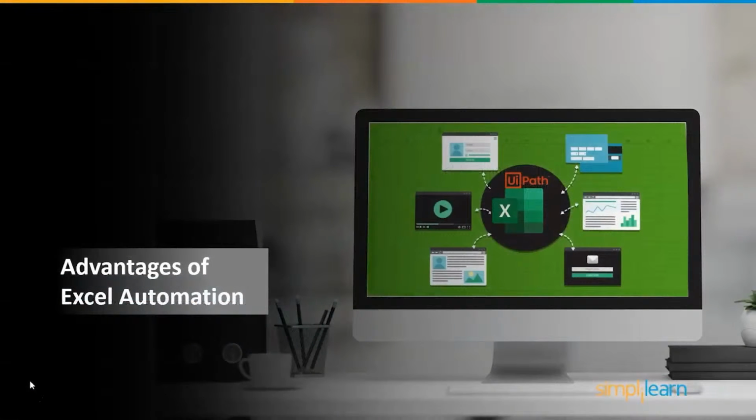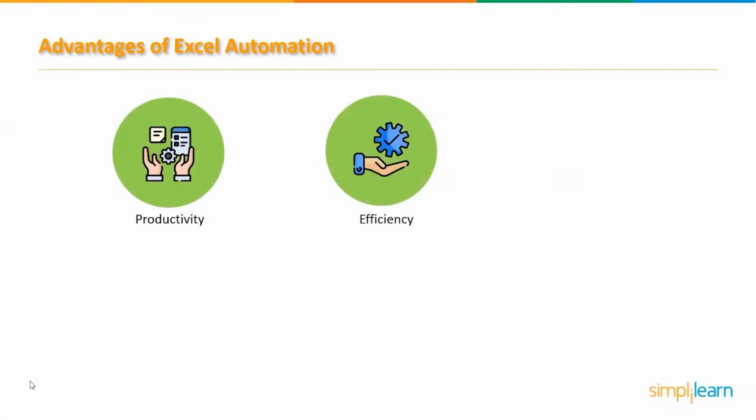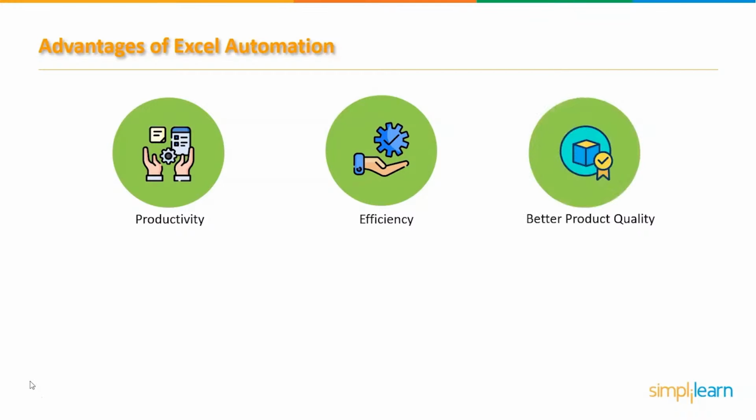Advantages of Excel automation. Productivity: Excel automation provides higher production rates and increased productivity. Efficiency: some of the functions of Excel can easily create automated tasks and custom logic with functions like macros. Macros are an excellent way to save time on predictable, repetitive tasks. Hence, Excel automation is efficient.